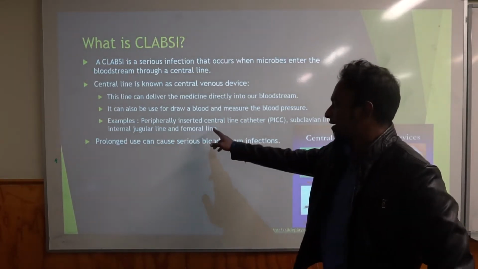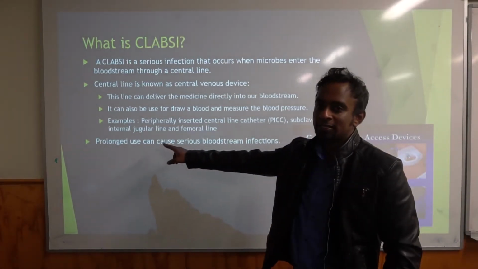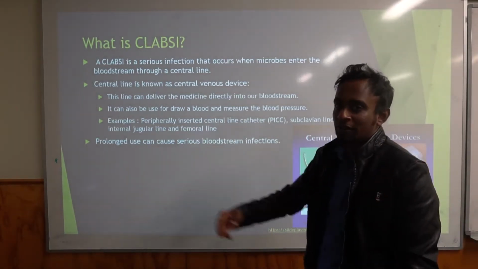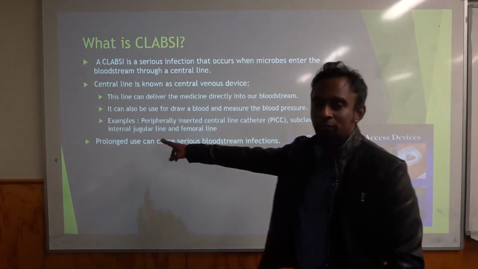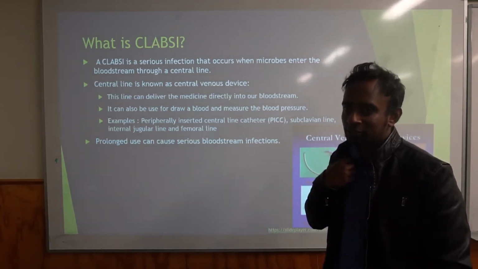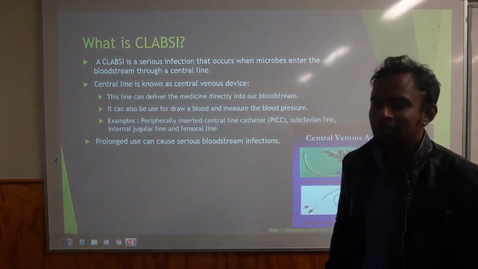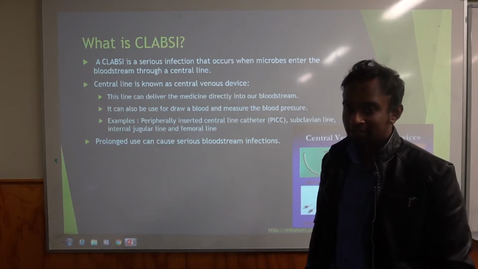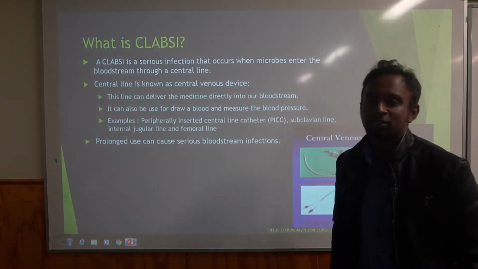There are 4 types of central line. The first one is the peripherally inserted central line, the second is the subclavian line, the third is the internal jugular line, and the fourth is the femoral line. The first one is placed on our hand, the subclavian line is near our collarbone, the internal jugular line is near our internal jugular vein, and the femoral line is placed on our groin region. Patients who stay more than 1 or 2 weeks in the hospital can get infections easily, so prolonged use can cause serious bloodstream infection.